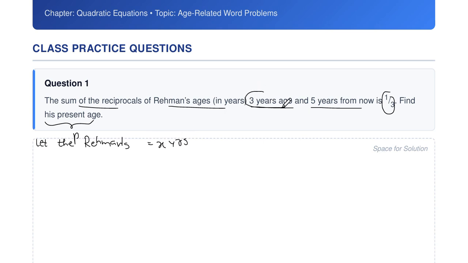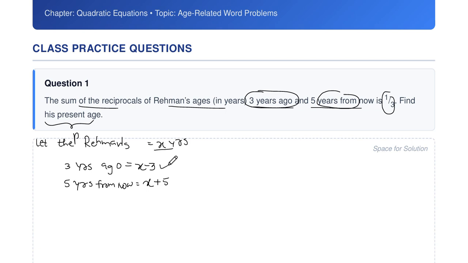Now what is the condition? 3 years ago and 5 years from now. So ago means we have to subtract the age, and from now means we have to add the age. So 3 years ago the age will be x minus 3. And 5 years from now, what is the age? x plus 5. So present age is x, 3 years ago x minus 3, 5 years from now x plus 5.